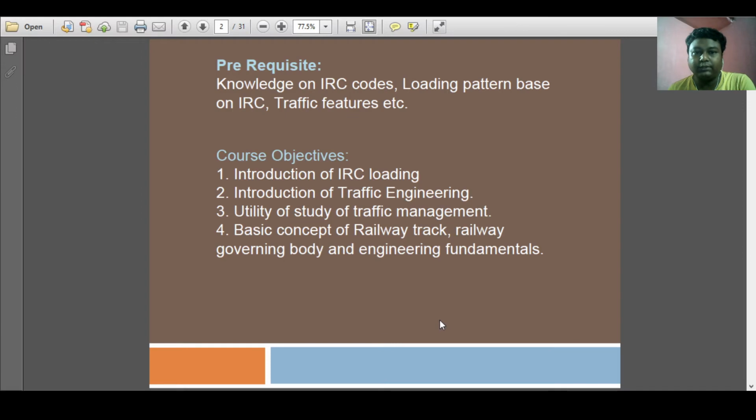To understand that, first we have to know what prerequisites the students should have before starting this subject. Before starting this subject, the student should have some knowledge of the IRC codes, some loading patterns based on IRC codes, and some traffic features.